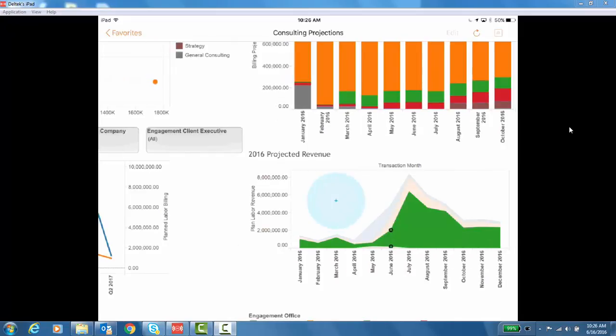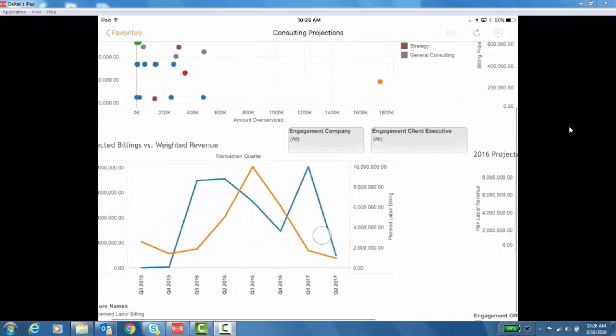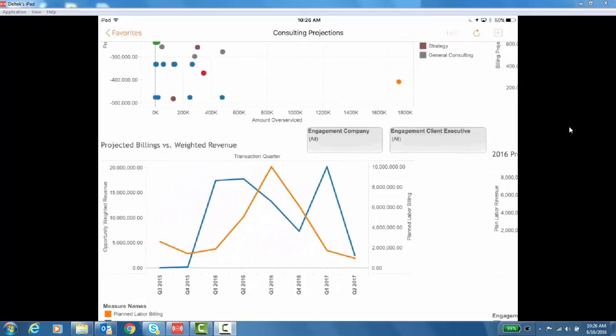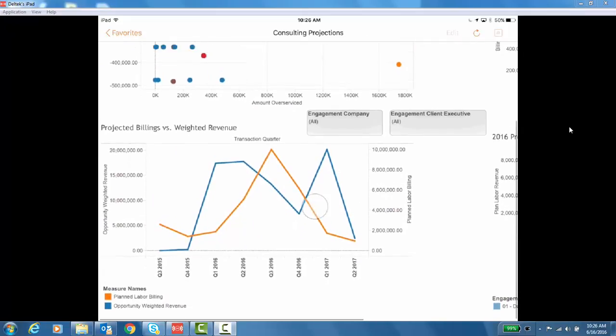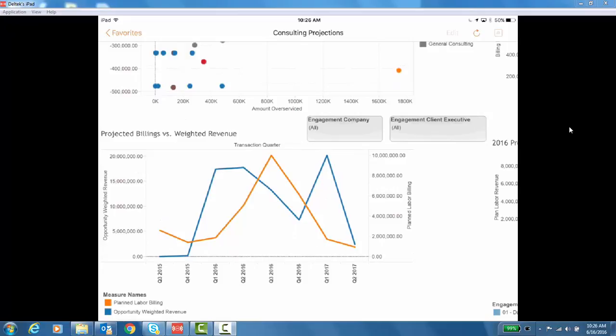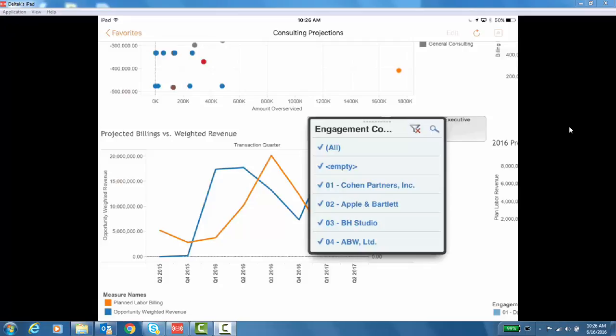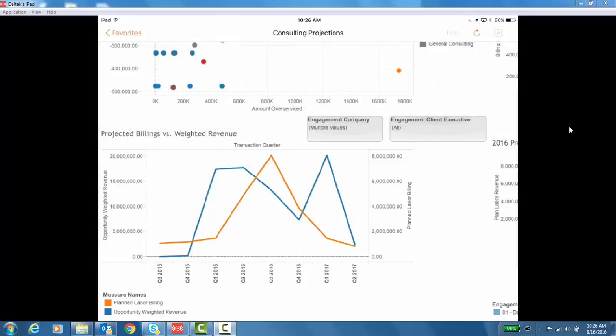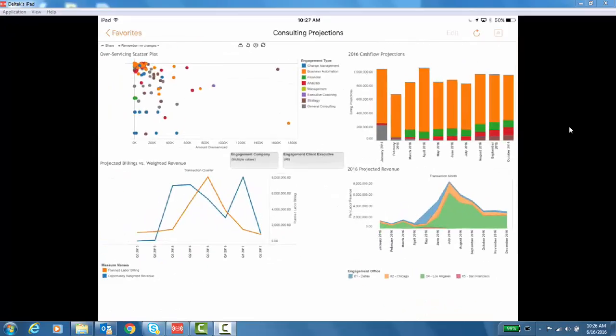So it's all about visibility and transparency into how the business is performing as a whole. This gives me a line graph of what we've planned for labor billing versus what the opportunity revenue suggests it's going to be. And what's powerful about this is I have sorts and filters all on the fly. If I want to start excluding certain companies from these views, it allows me to do so on the fly to get a different view and a different perspective into that dashboard based upon what I've selected or perhaps deselected. So let's change the persona again.